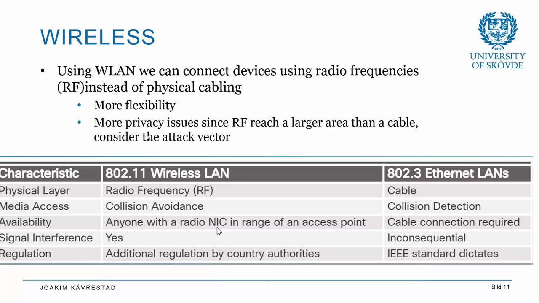However, this introduces more privacy issues, since the radio frequency reaches a larger area than a cable. So we have to consider the attack vector. If I want to listen in on the communication that is traversing a cable, I need physical access to the cable. But if I want to listen in on wireless communication, I need to be in somewhat close proximity to an access point, and that is a much larger attack vector.